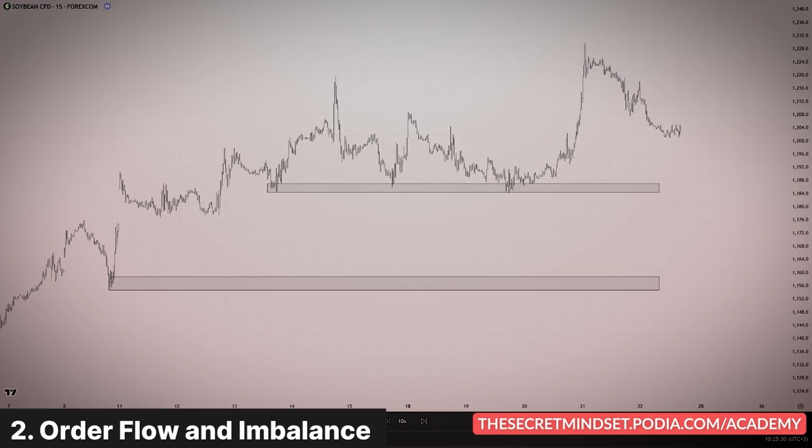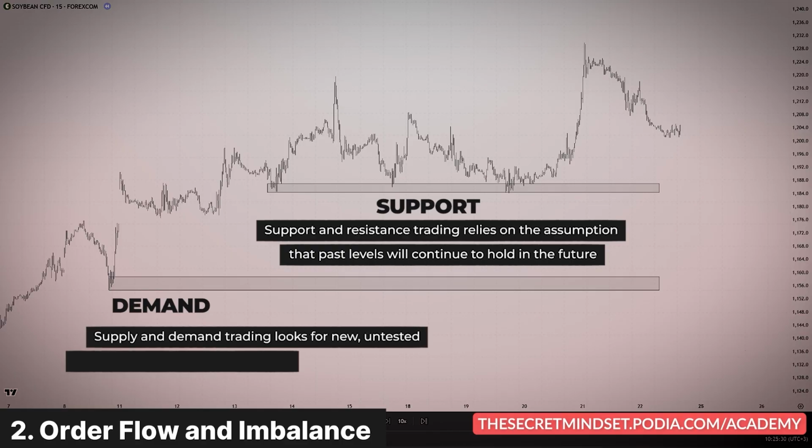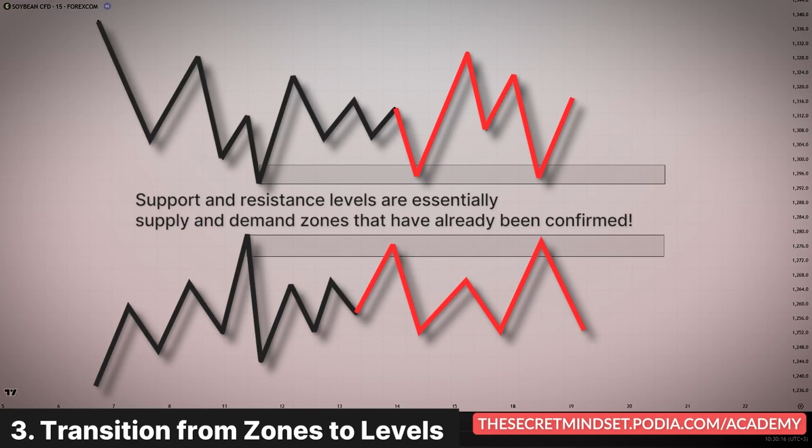The key difference is that support and resistance trading relies on the assumption that past levels will continue to hold in the future, whereas supply and demand trading looks for new, untested zones where the order flow is likely to be more significant. Remember this: support and resistance levels are essentially supply and demand zones that have already been confirmed.